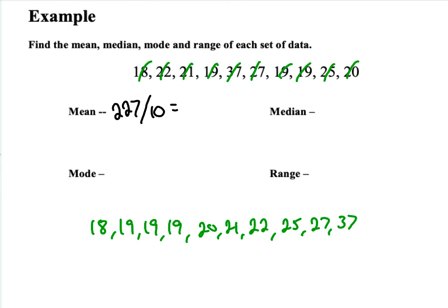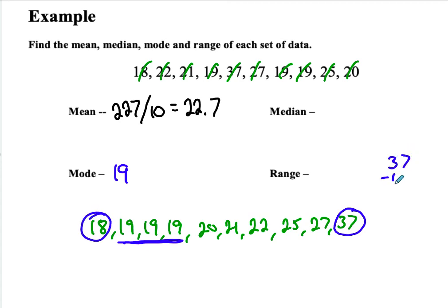227 divided by 10 gives me 22.7 as my mean. Okay. Remember, the mean doesn't have to be one of those whole numbers. Sometimes it can be in between those two numbers. Okay. Then I'm going to find the mode, which number occurred the most. Well, I had 3 19s, so that would be my mode. My range is my high minus my low. 37 minus 18. A little subtracting, and I get 19 for my range.